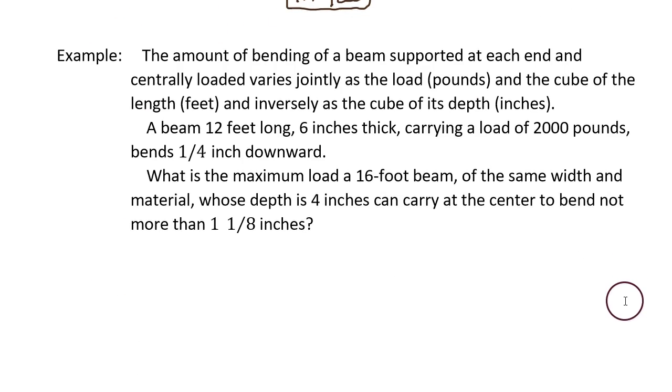Here's our next example. The amount of bending of a beam supported at each end and centrally loaded varies jointly as the load and the cube of the length. And it varies inversely as the cube of the depth. So this is an engineering question about how strong a metal beam is.